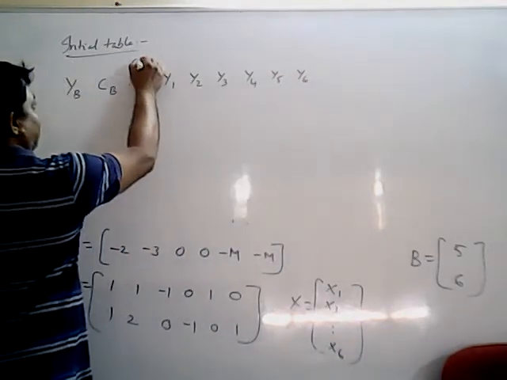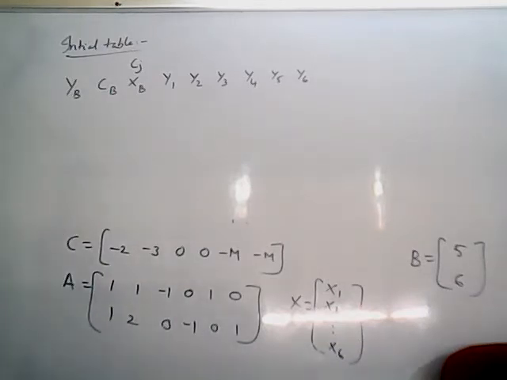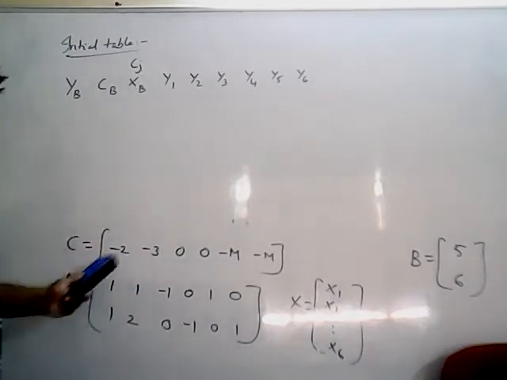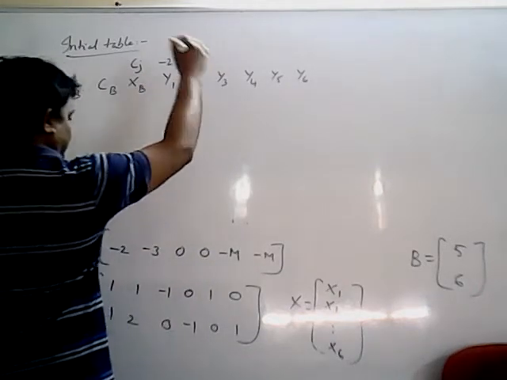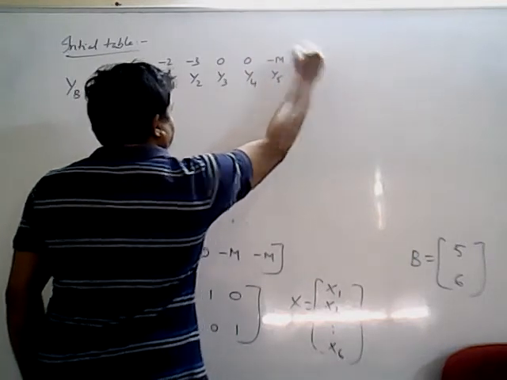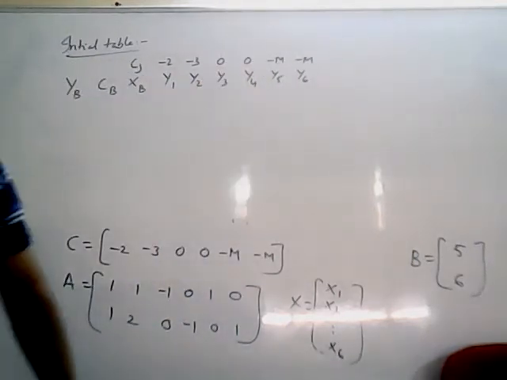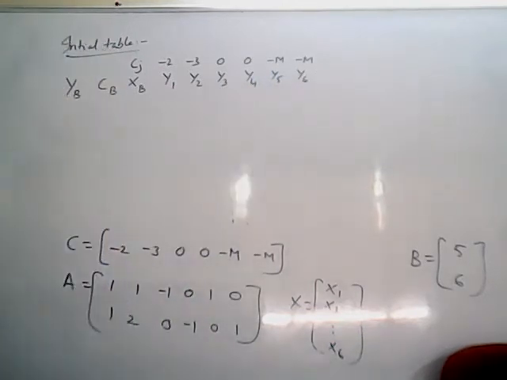Cj is the cost matrix, as you have done in the simplex method. Now write down the Cj values first. This is the C matrix. That means: minus 2, minus 3, 0, 0, minus M, minus M. Because in the big M method you get minus M, minus M. Okay.